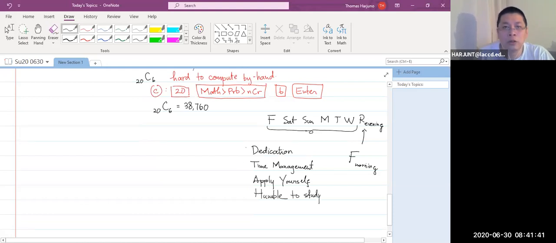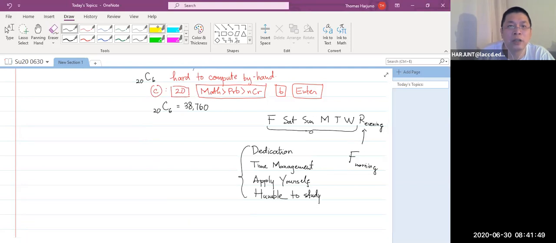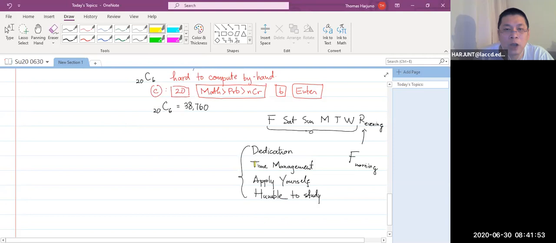Okay, you need to have this. You need to have this though to be successful, not only in my class, in other classes. And among these, actually, dedication, you need to really commit yourself. But one of the hardest ones is actually time management. If you don't manage your time, then you will always lose to those who manage their time.